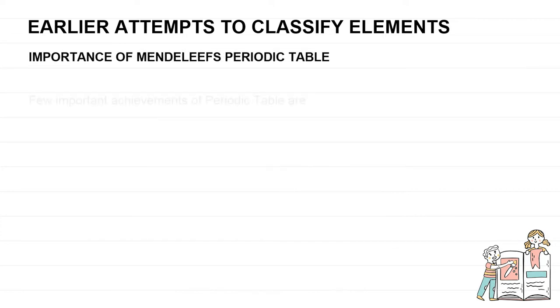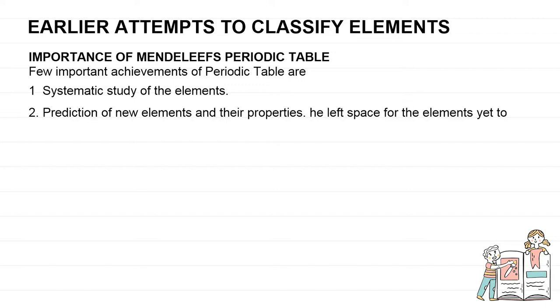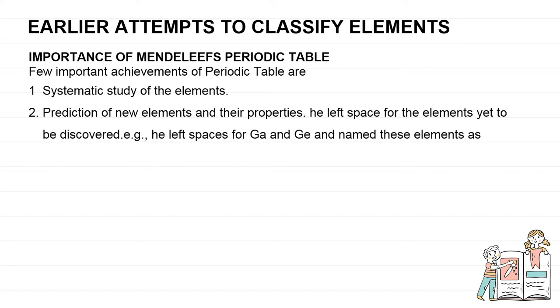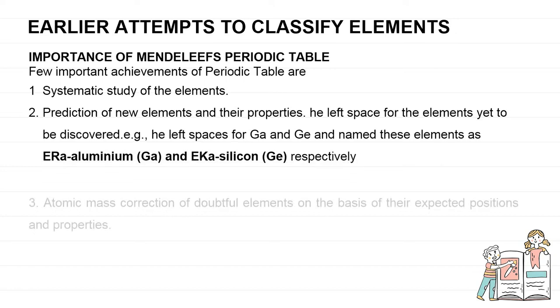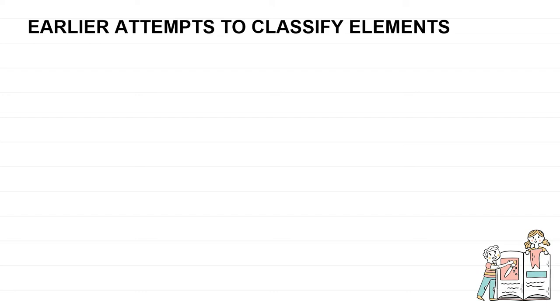Some importance of Mendeleev's periodic table is that it helps in the study of the elements. He also left spaces for the prediction of new elements and their properties, which were discovered later, like gallium and germanium, for example, resembling aluminium and silicon. And he also gave atomic mass corrections of doubtful elements on the basis of their expected position and properties.